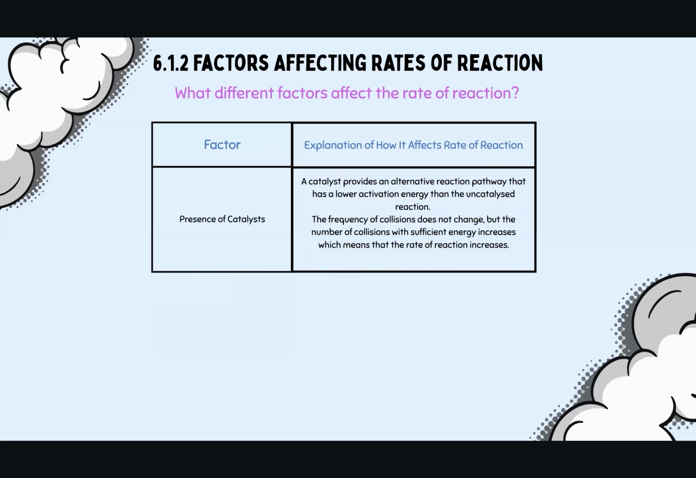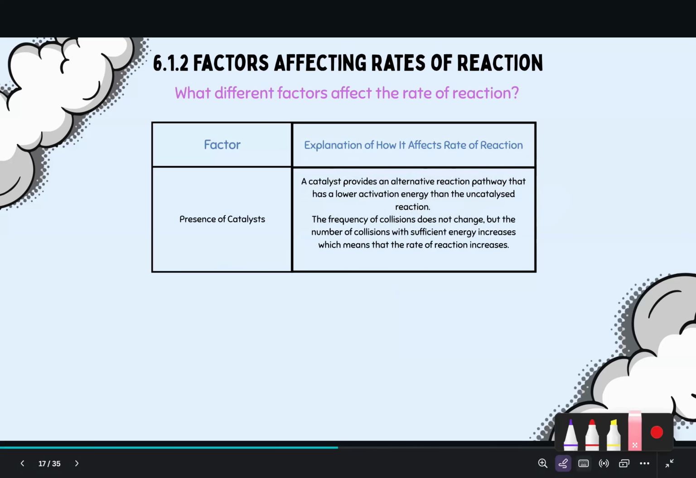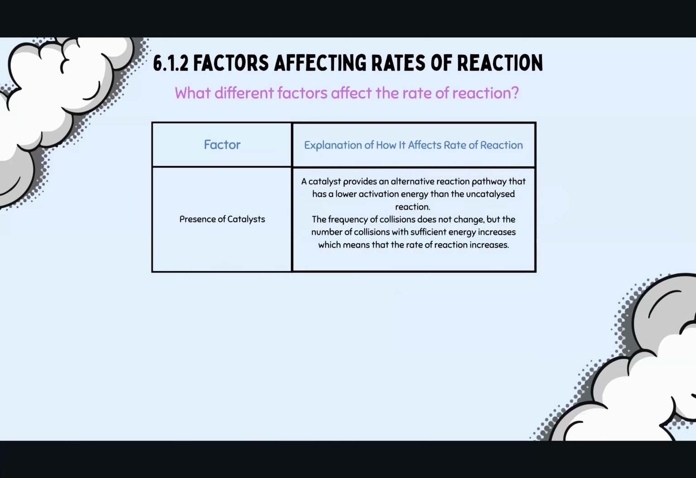Okay, the presence of catalysts. Now, a catalyst speeds up a reaction, so it increases the rate of reaction, but it doesn't become part of the reaction. Now, in a chemical reaction, what a catalyst does, it provides an alternative pathway that has a lower activation energy than the uncatalyzed reaction. What that means is less energy is needed to react. So that means more of the collisions are successful.